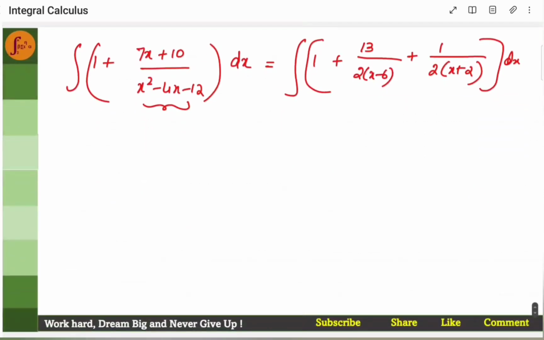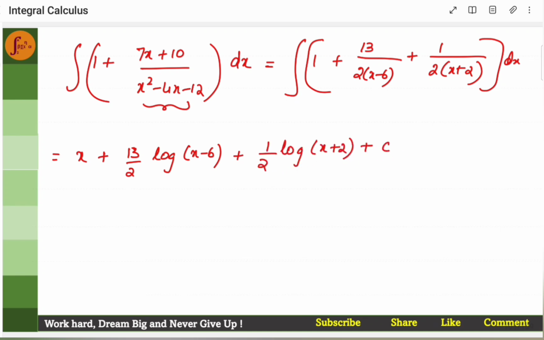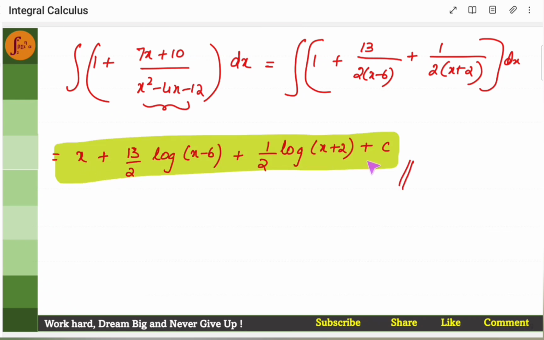dx. Now I'll integrate. What is the integral of 1? It's x. What is the integral of 1 by x minus 6? It's log x minus 6. And this is half log x plus 2. And let's not forget c. So this is the final answer.